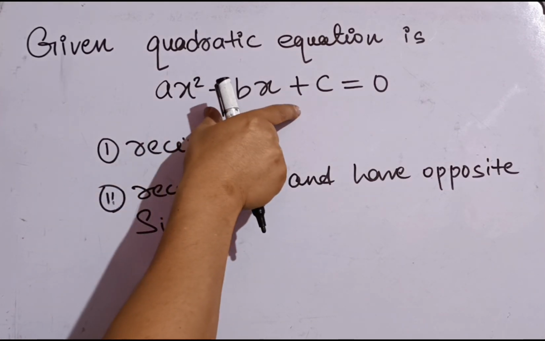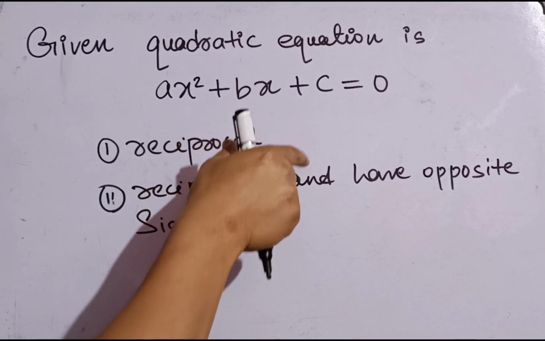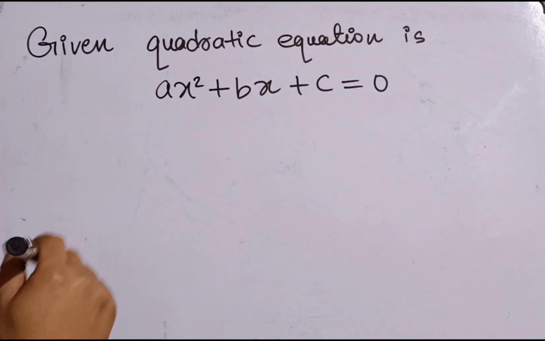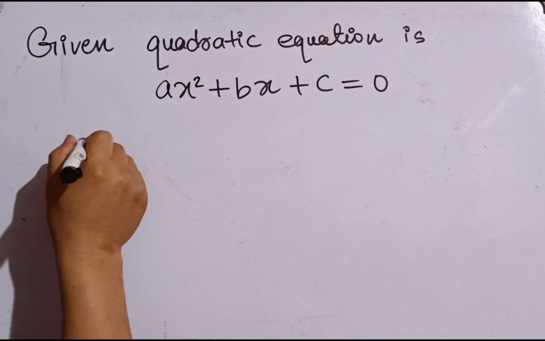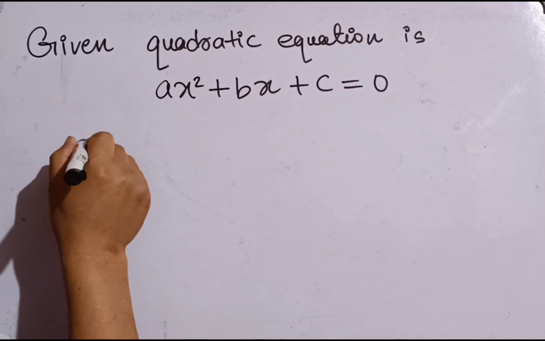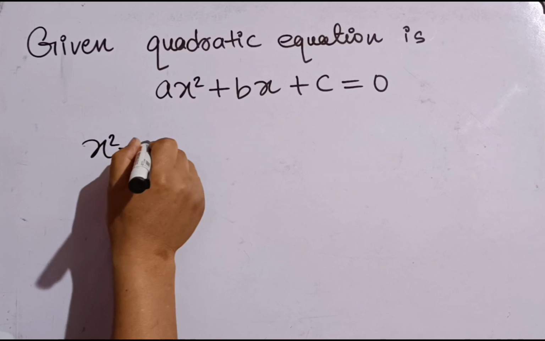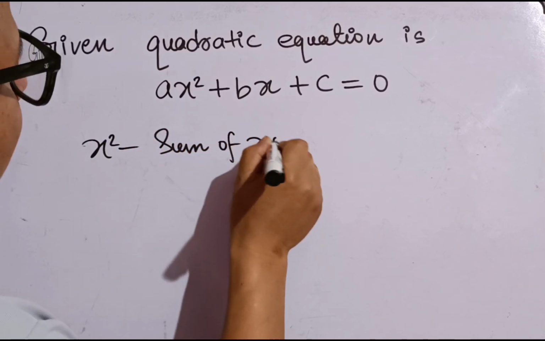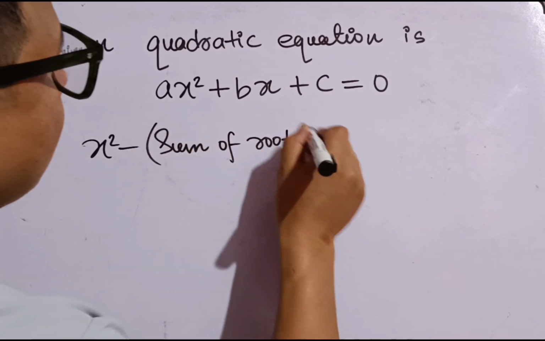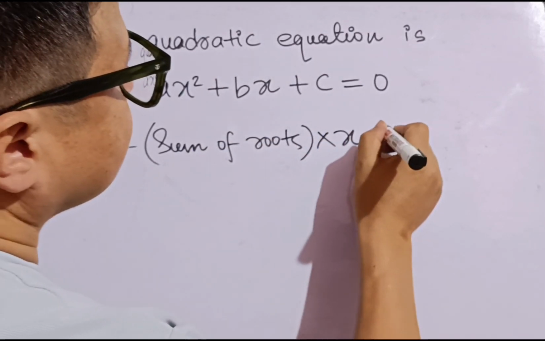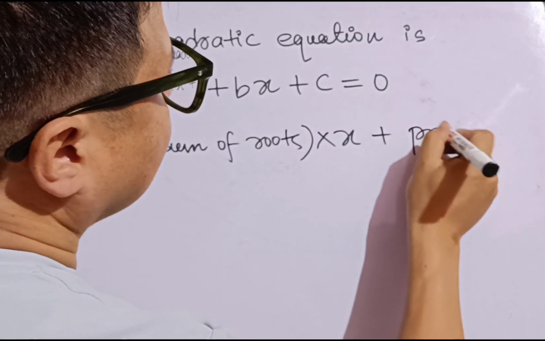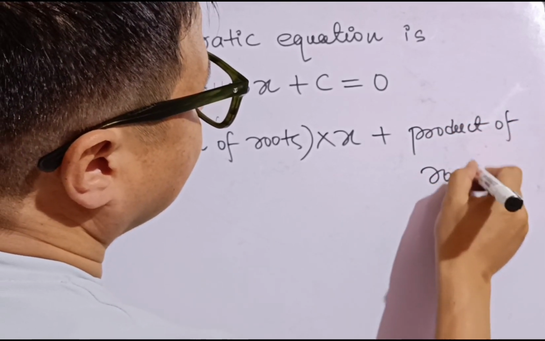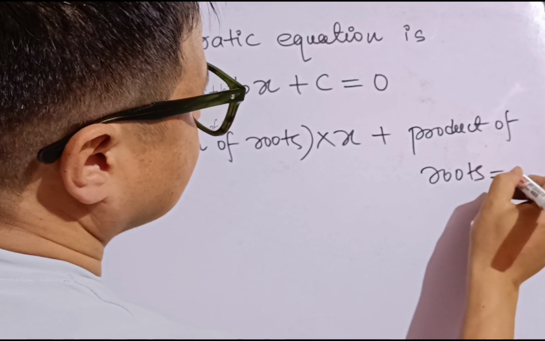Here this is the given quadratic equation, and we know the structure of a quadratic equation. When we know two roots of a quadratic equation, then we can write the quadratic equation in the form of x squared minus sum of the roots into x plus product of the roots. So this is the structure of the formation of a quadratic equation when two roots are given.